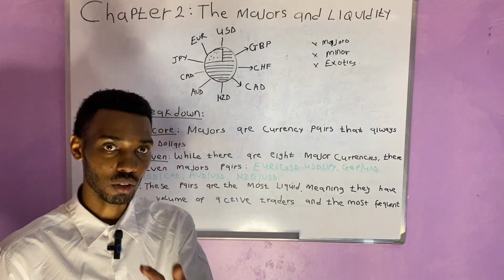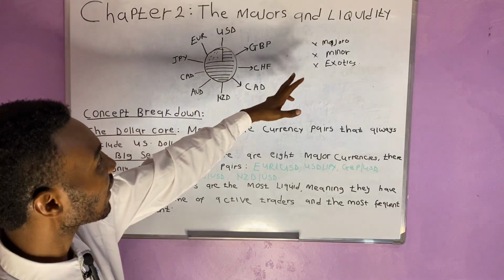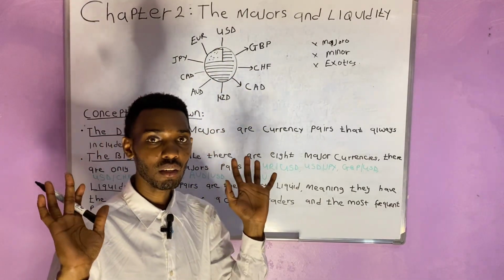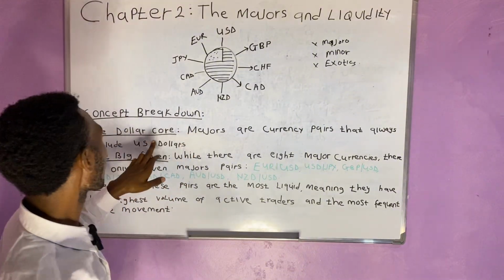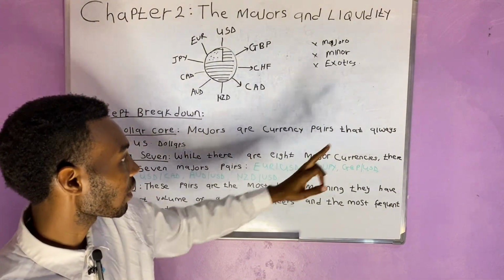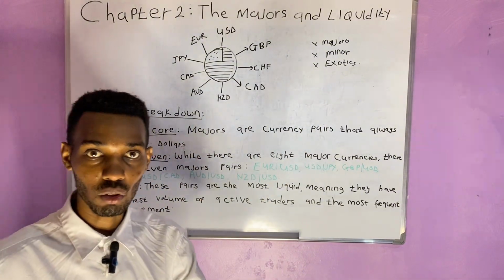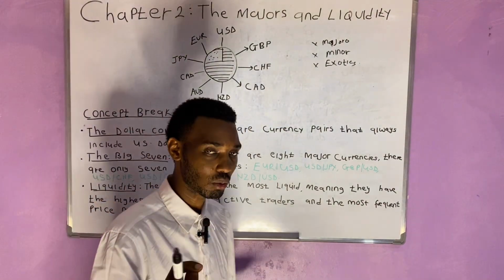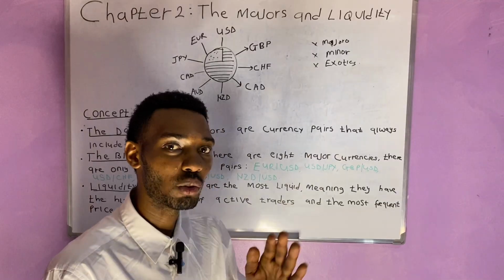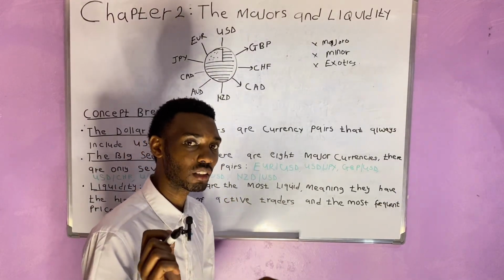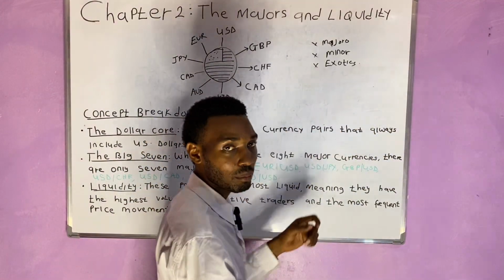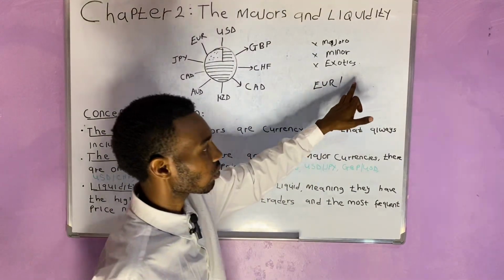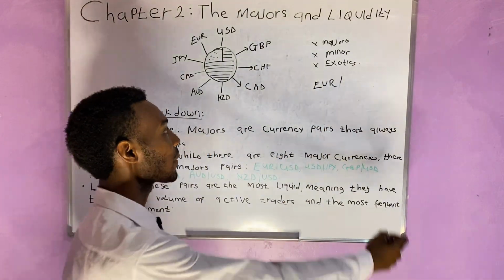Now we're going to specify the introduction of the majors and liquidity. Okay, we usually have the majors. The majors are the currency pairs that always include the US dollar. The major currencies that we trade in pairs consist of the USD. An example is the euro, it must include the USD. That is a major pair.